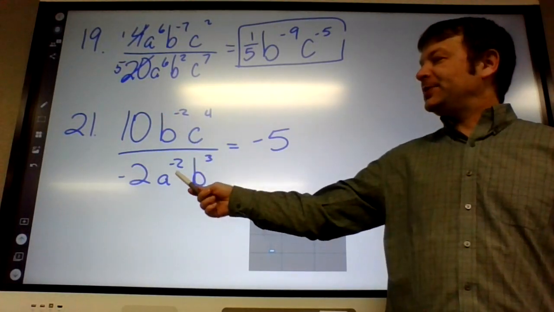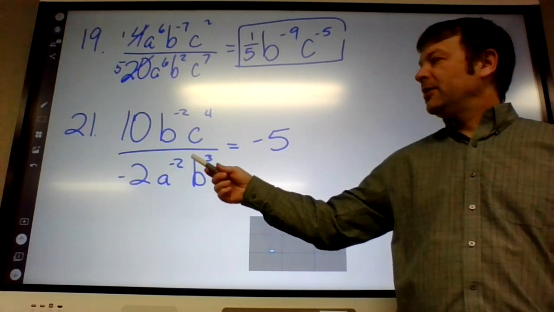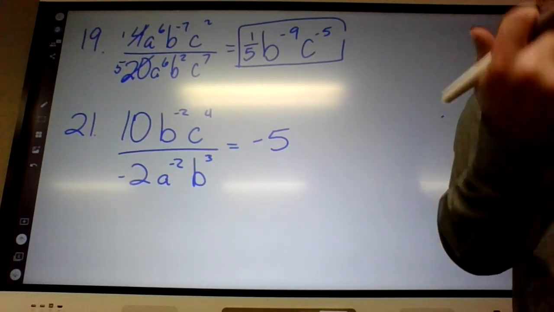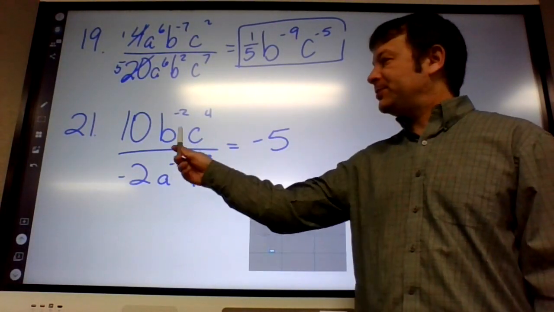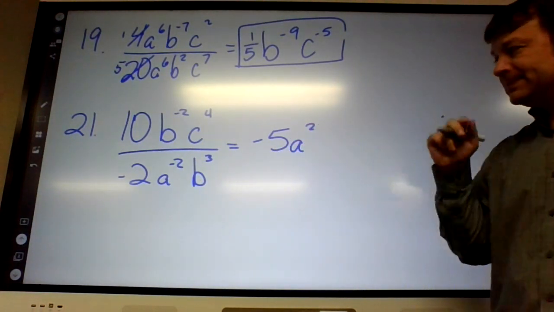All right. Well, I'm going to do this in alphabetical order. There's no a's on top. There's just an a to the negative 2 on the bottom. But if we're supposed to leave everything in the numerator, that means we need to put the a on top. So this one, actually, we do need to flip to the top as a to the positive 2.